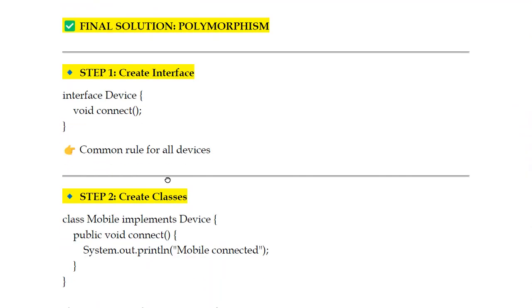Okay, now we'll do the solution. These are the problems we have discussed so far. Now we'll discuss it with the polymorphism concept. Step one, create the interface. Now just try to understand, an interface is just an intermediate, or a contract between the code.